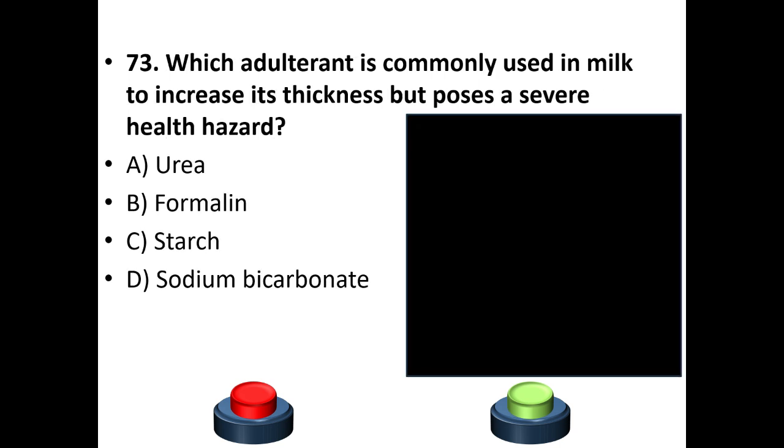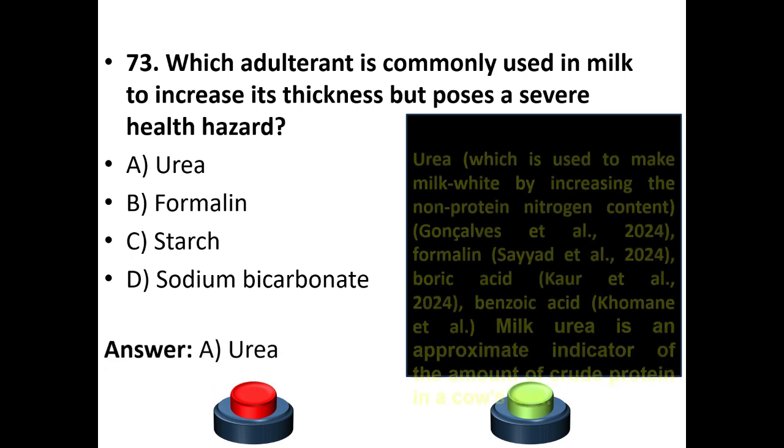73. Which adulterant is commonly used in milk to increase the thickness but poses a severe health hazard? Urea, formalin, starch, sodium bicarbonate. Which is the answer? Your answer is A, urea.